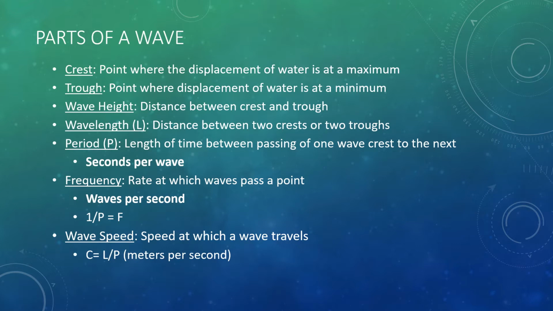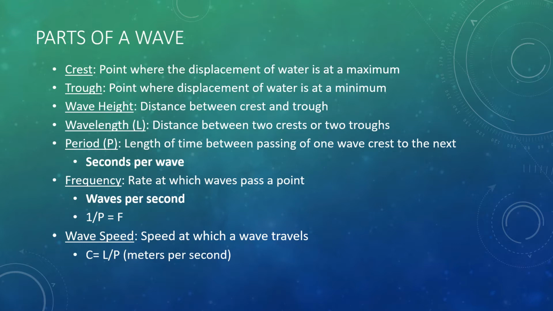The trough is the point where the displacement of water is at a minimum, or the bottom of a wave. The wave height is the distance between the crest and the trough. The wave length is the distance between either two crests or two troughs. We can calculate wave parameters based on these measurements.